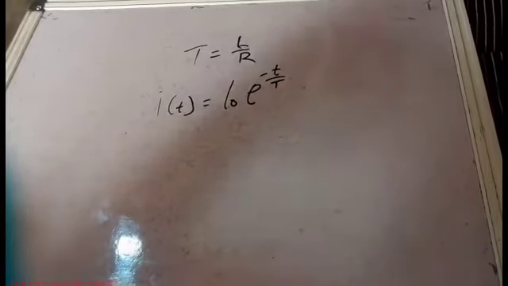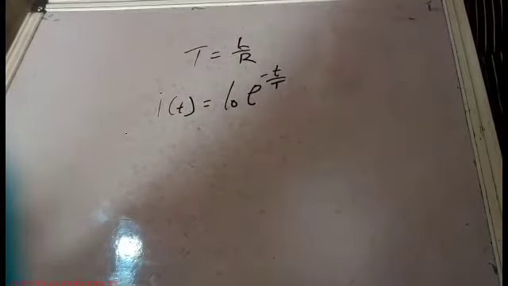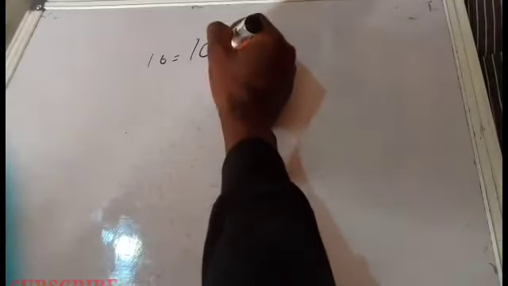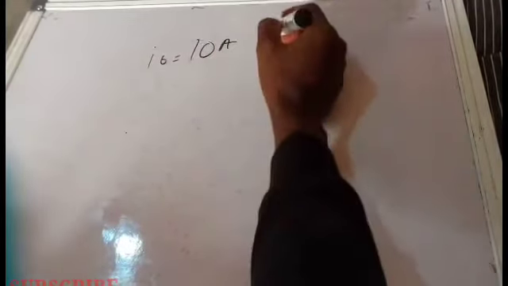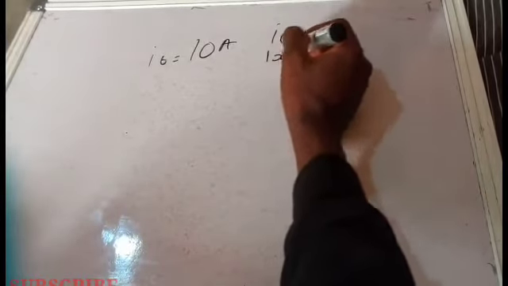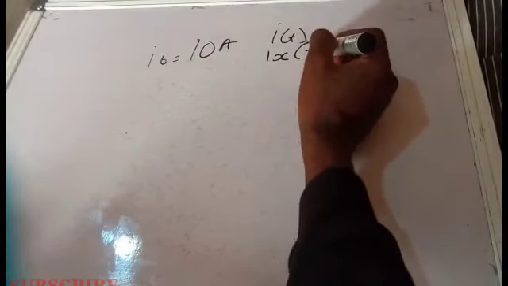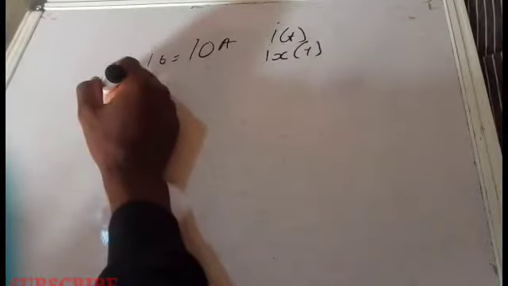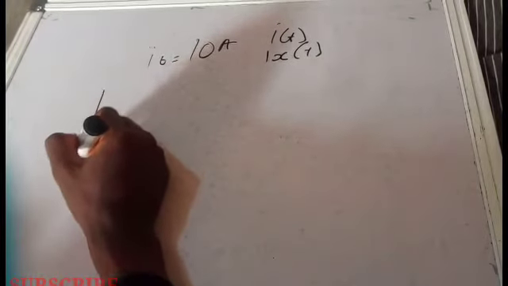So let us solve an example to understand this point and drive it home the more. Assuming that I0 is equal to 10 amperes, the question says calculate I(t) and Ix with respect to t in the circuit. Now let me draw the circuit so we can all see it.